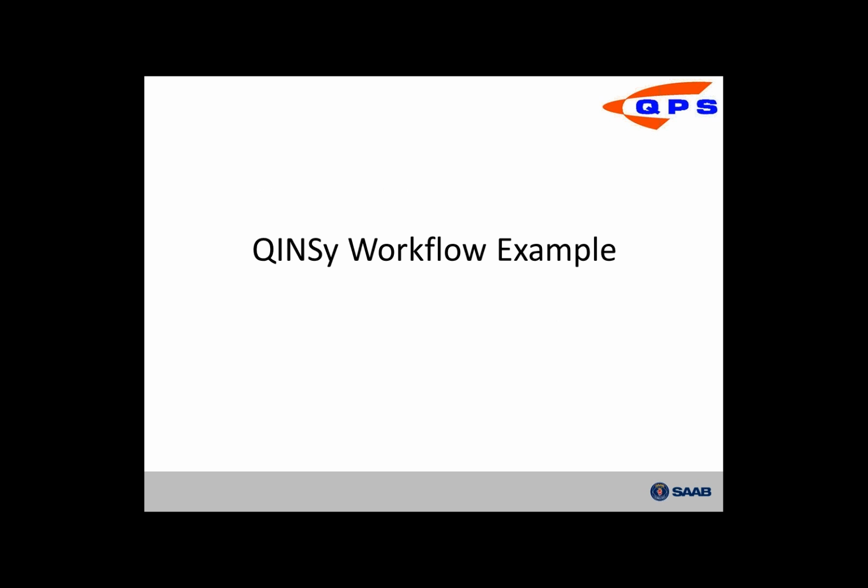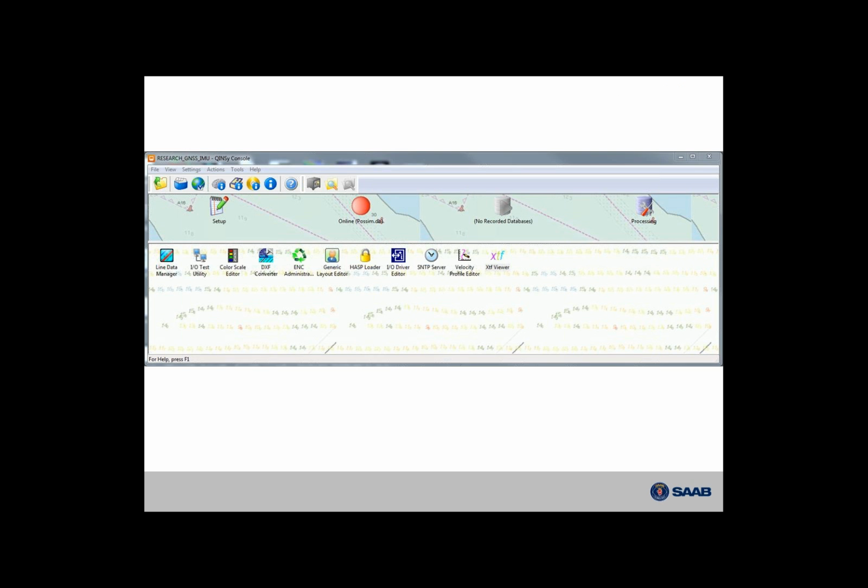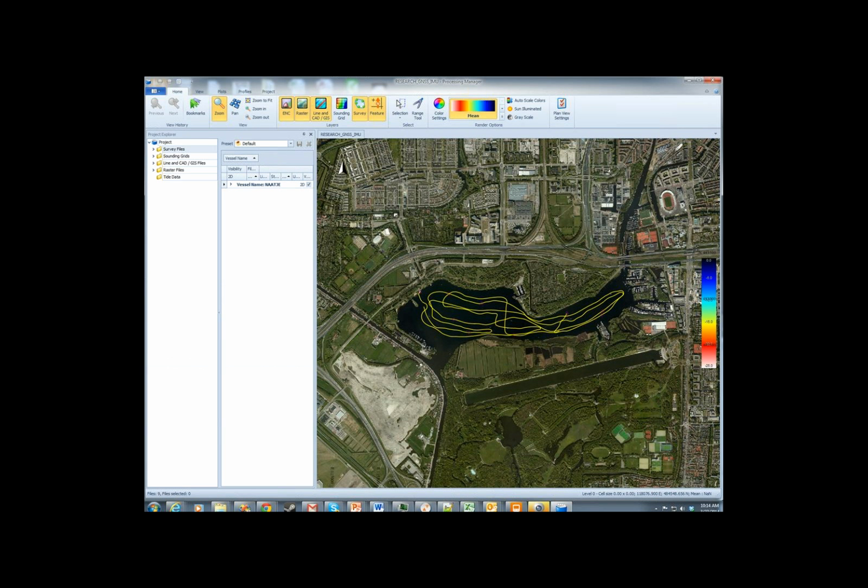So now I'm just going to walk through a Quincy workflow example, starting right from the beginning with Quincy and ending in Fledermaus. I'm going to start with the Quincy console, and assuming I've loaded a Quincy project, I have DBs, I have my QPD data. What I'm going to need to do is go into the Processing Manager, so go to the Processing tab icon, and that brings me into Processing Manager.